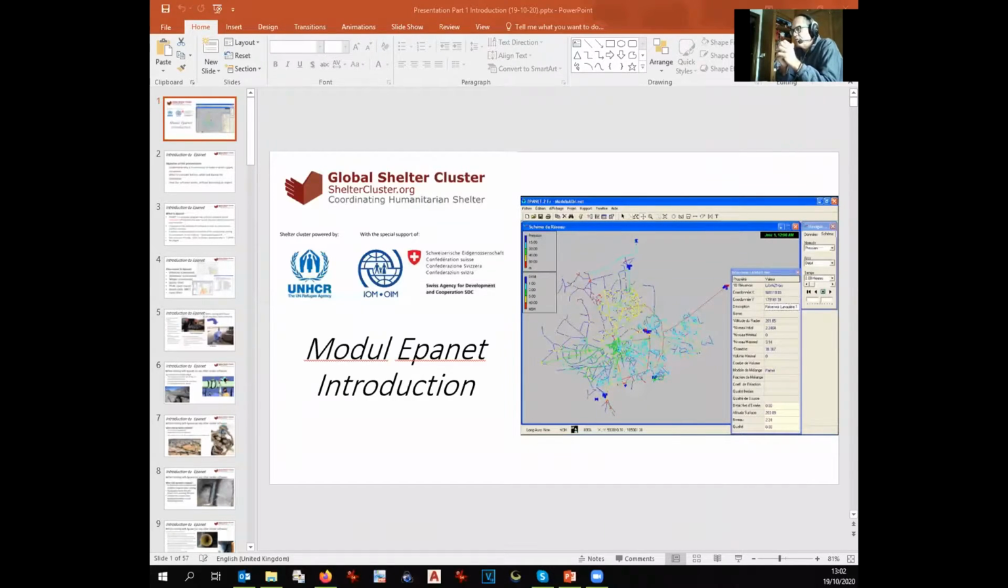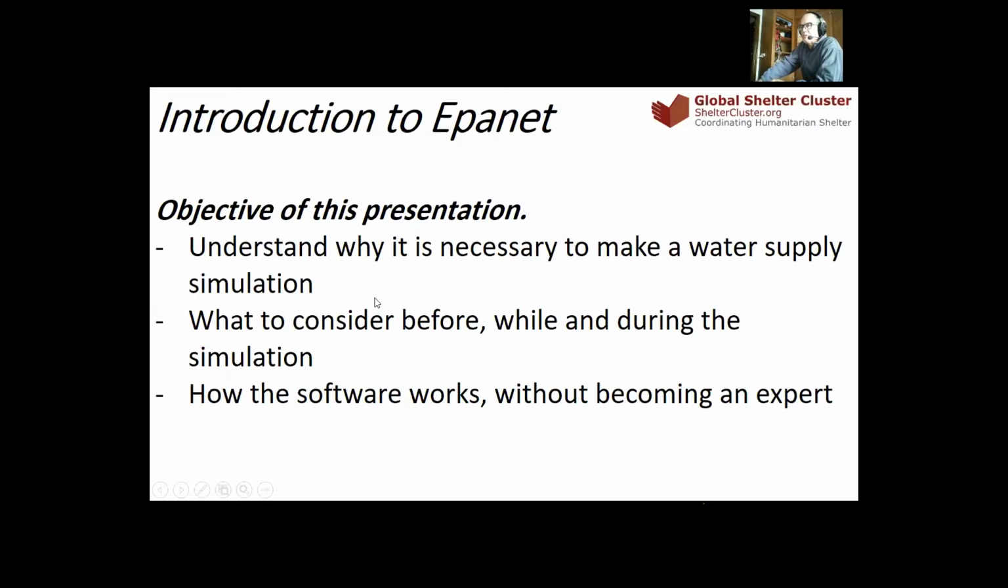It is very expensive. The idea is that you understand the basics of hydraulics for a water supply network. You understand what you have to consider before developing a network, while you are running the network, and during the simulation, what you need to do. Of course, you are going to get used to this software, but at the end, you are not going to be an expert on water supply networks. It should be the beginning for you to understand, but then further learning from your side is necessary.